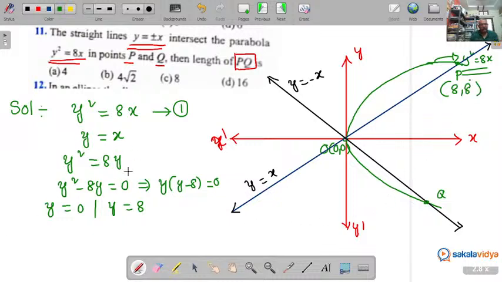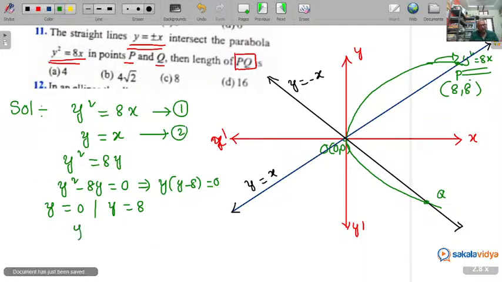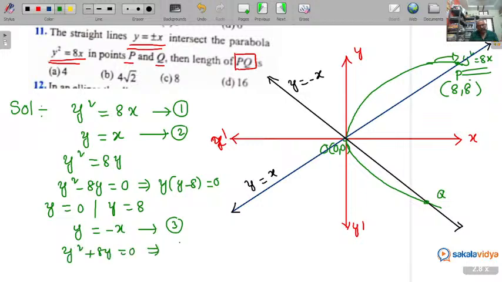Next, y equals minus x, say equation 3. If you substitute x equals minus y, you get y squared plus 8y equals 0. So you get y equals minus 8. x will be minus y, so the x coordinate will be 8. So the coordinates of Q are 8 comma minus 8.